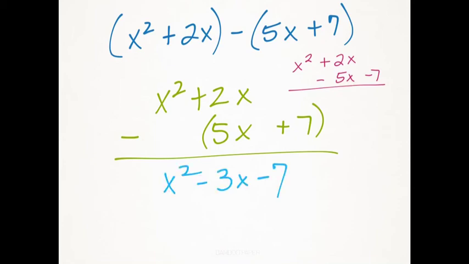And our final answer would be x squared. Again, nothing to subtract there, so it's just going to drop down. 2x plus or minus 5x will give us negative 3x, and then this positive 7 becomes a negative 7 because we've used the distributive property to multiply that by a negative 1 essentially, so that becomes subtracting 7. So here is our final answer, x squared minus 3x minus 7.